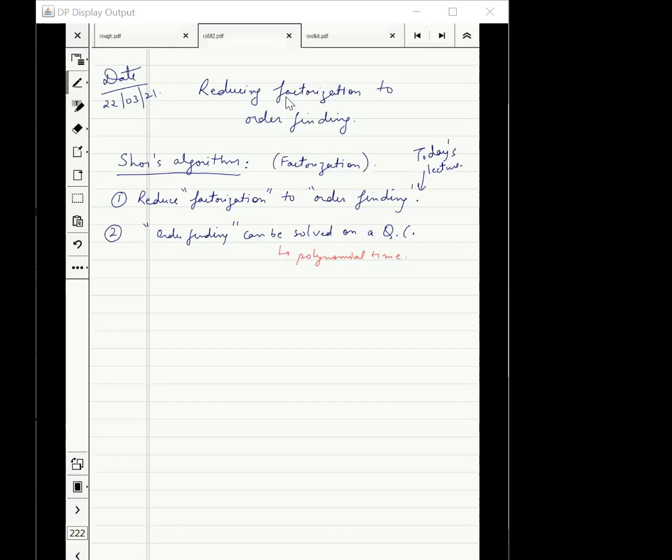What is the third step? There is no third step. There are multiple steps inside these 2 steps, but there are only 2 steps. We are going to talk about the first step today, and that is completely classical. So it is your test of how well you understand numbers. This is what we are going to do today.